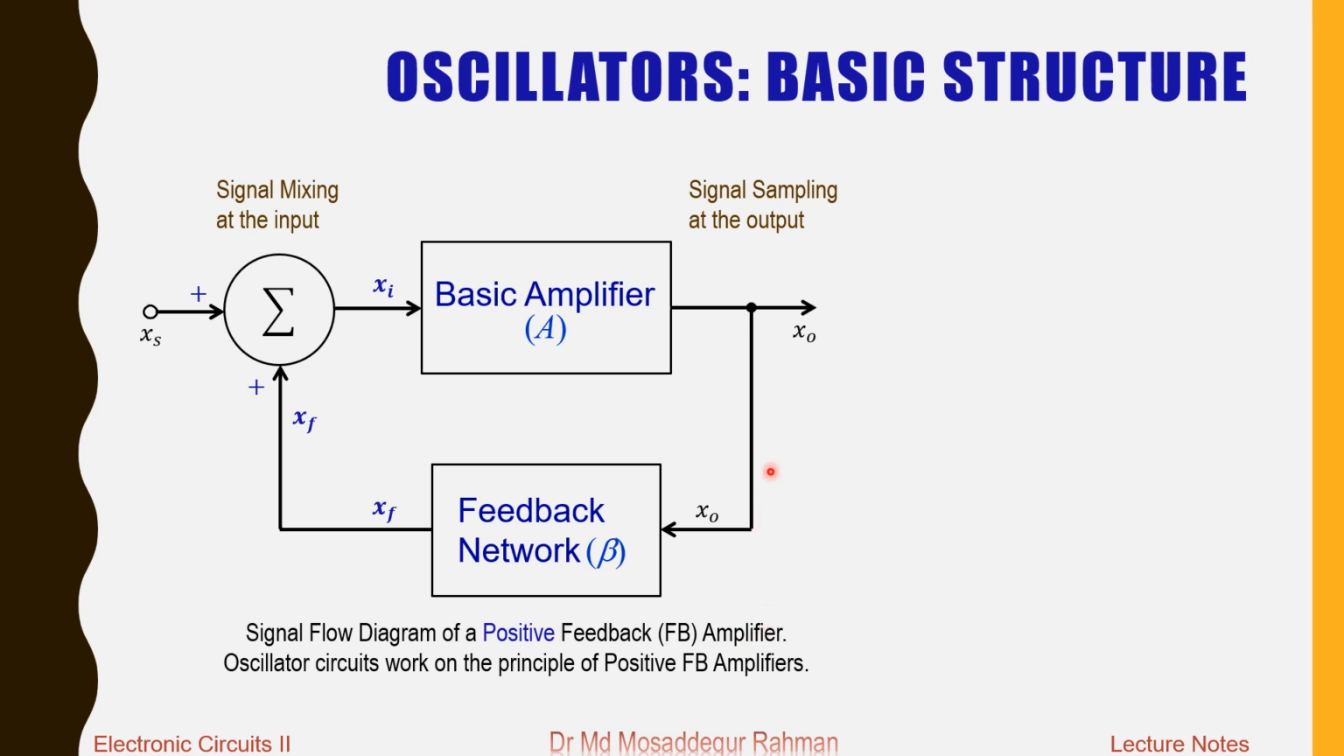First we'll see the mathematical analysis of this, and we'll show how this structure can produce a signal, generate a signal without any input signal. Basically the oscillator circuit will not have any input signal as is shown here, Xs, but this is shown here just to help develop our understanding of the operation of the oscillator circuits, and later we'll remove the source signal.